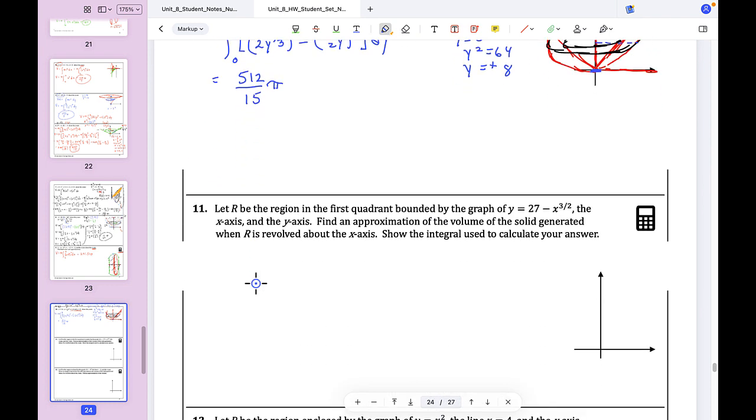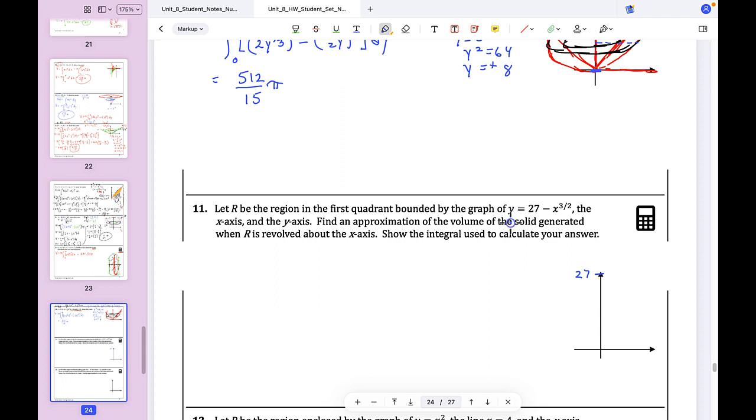The next one, again, the trickiest part about this is sketching the graph, okay? First quadrant is bounded by this curve, okay? So how do we know how to graph that? Well, I started off by just kind of looking at some points, right? When x equals 0, y equals 27, okay? So then what else can I do? Let's see, where's it going to cross the x-axis, right? That's when y equals 0.